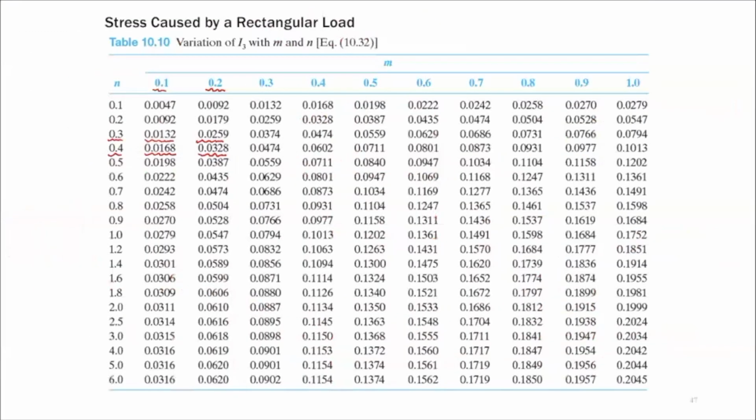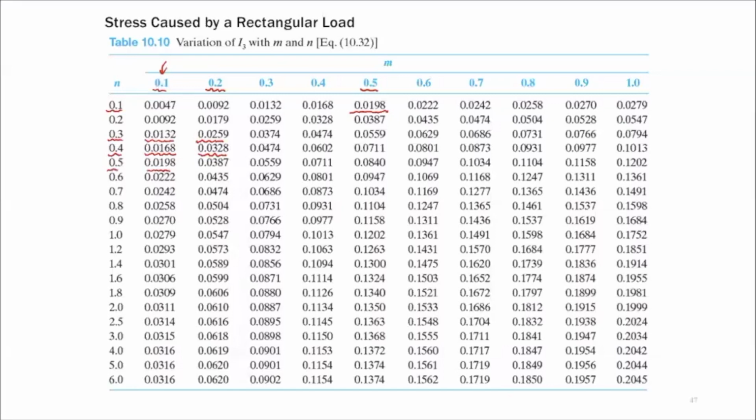It's this one here. Let's pick any values. Let's say m of 0.5 and n of 0.1. That's 0.0198. And then if you look at m of 0.1 and n of 0.5, it's also 0.0198. So for this table, it really doesn't matter if you use the larger one for B or the smaller one for B. Either way is okay.